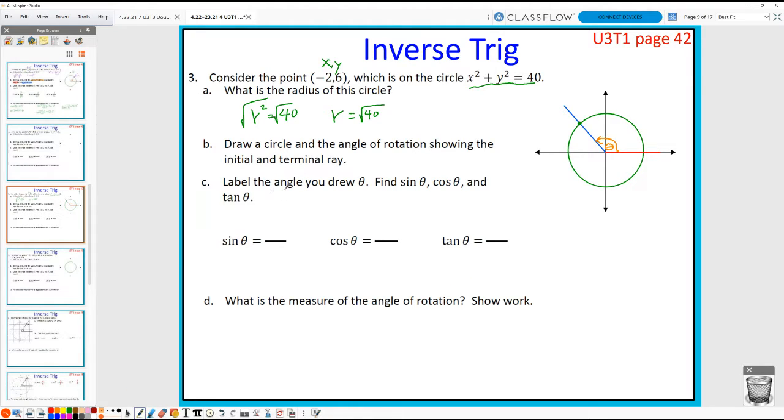So again, I'm going to use the exact same, I'm sorry, do not label my point here. This is negative 2, 6. So my sine is 6 over root 40. My cosine is negative 2 over root 40. My tangent is 6 over negative 2, and I can simplify this down to negative 3. Okay, now I'm going to use all three again, and you're going to see here, this is the really tricky part.